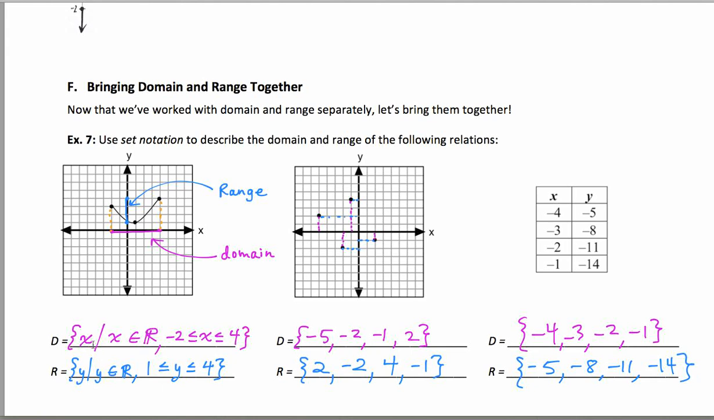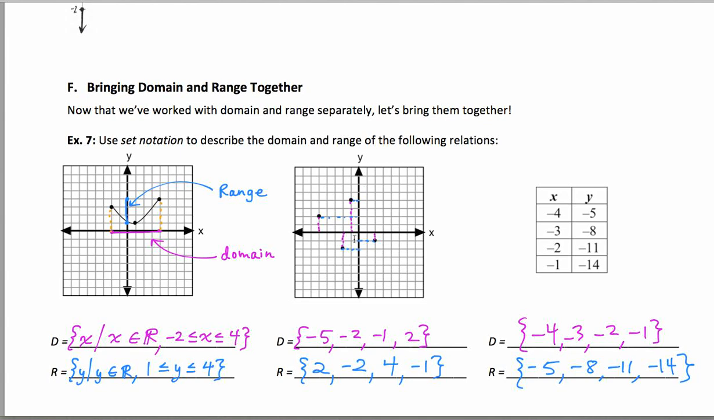So for our domain, x such that x is an element of the real numbers, where -2 is less than or equal to x, which is less than or equal to 4. And then our range is y such that y is an element of the real numbers, where 1 is less than or equal to y, which is less than or equal to 4. So again, notice that for the x, we go from lowest to highest, so we go from the left endpoint to the right endpoint. And then notice for the y value, we also go from lowest to highest, so we go from the bottom point, which was 1, to the top point, which was 4. Okay? So that's our domain and range, how it's visualized here.